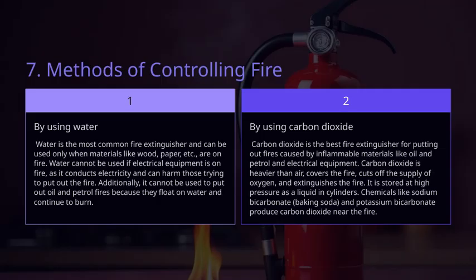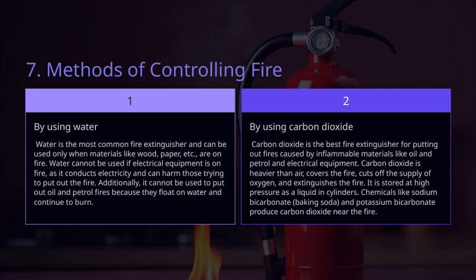Now, let's talk about some common methods we use to control fires. First up is using water. Water is by far the most common fire extinguisher, and it's especially effective when dealing with fires involving materials like wood, paper, and other ordinary combustibles.